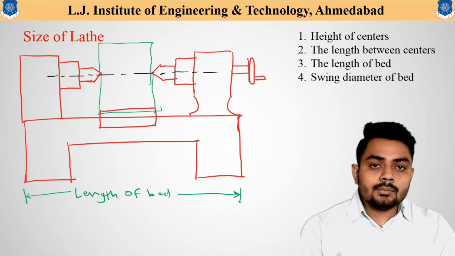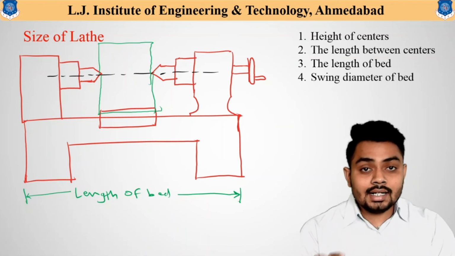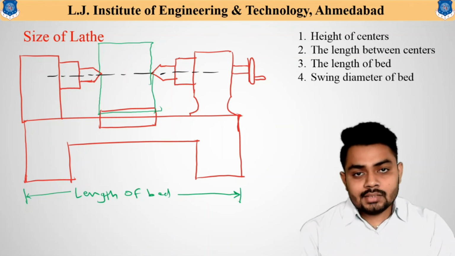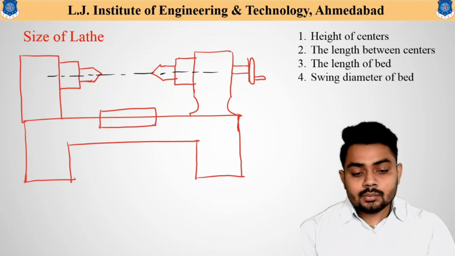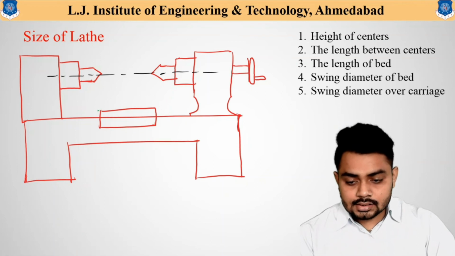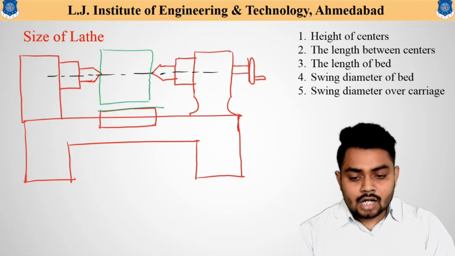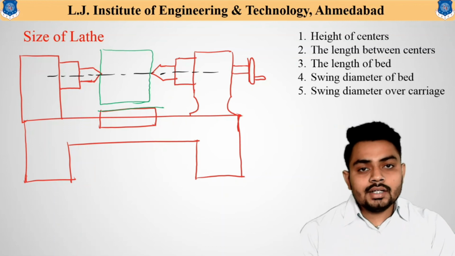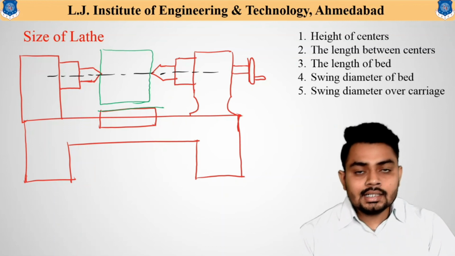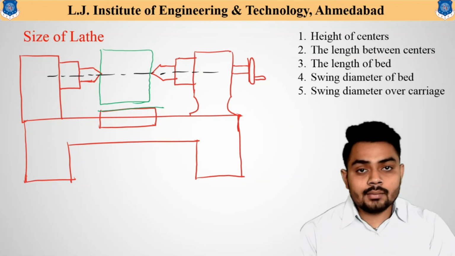So how much length of the diameter of that particular workpiece can be held in this lathe machine, that is understood by the swing diameter of the bed. Similarly, one can also understand based on the swing diameter over carriage. That means over here, this is the carriage. So here, how much amount of the diameter of the workpiece can be adjusted in this particular lathe machine, that can also be understood by means of the swing diameter over the carriage.